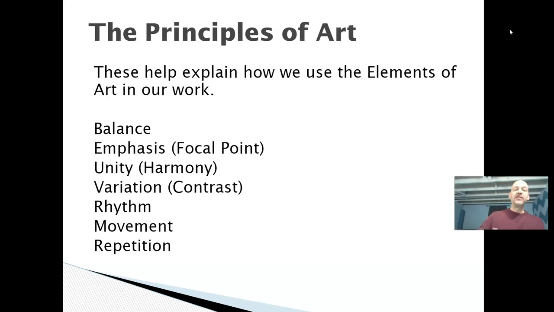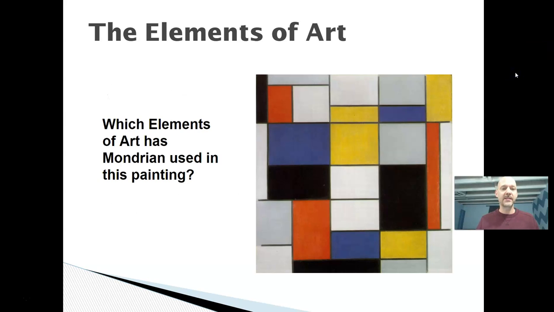Now, what do we do with the elements of art? That's where the principles come in. We can balance them. We can have a focal point. We can have unity. We can have variation. We can create rhythm. We can create movement. We can use repetition. So you can think of the elements of art as the ingredients and the principles of art as the recipe, what we do with those ingredients.